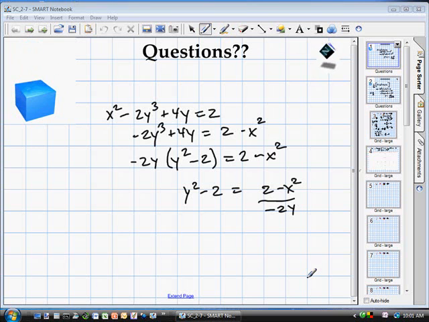Okay, 37 on 2.6. Okay, I'll find my way here. 37. Find the second derivative and solve the equation f double prime of x equals 0. Okay.